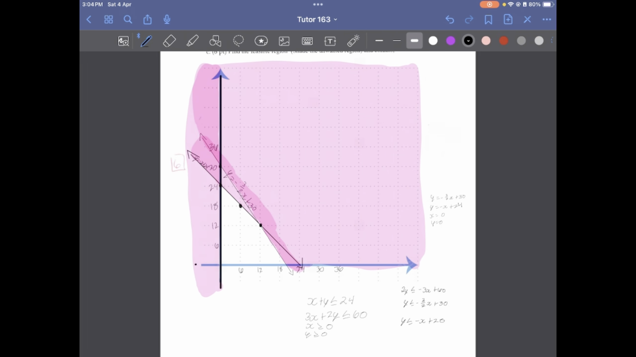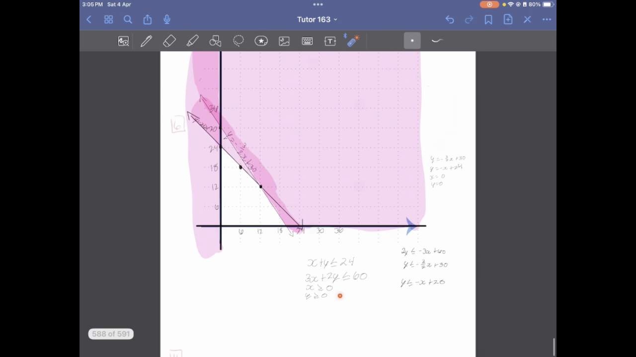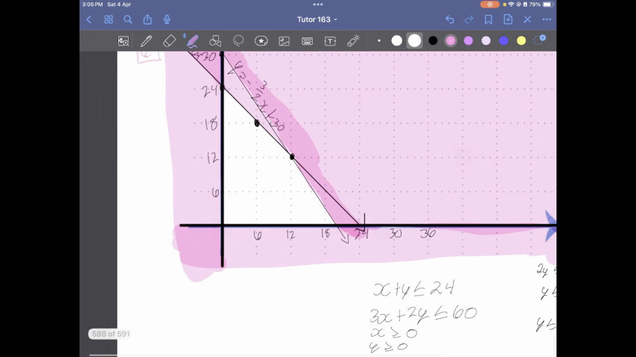Now we're going to plot y equals 0. Okay. So we want the values where y is greater than or equal to 0. So we don't want these values because this is where the y values are less than 0. So we're going to shade this way. So this is our point.